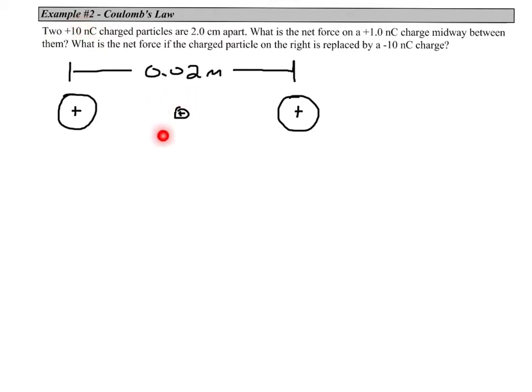And so what we're trying to figure out is what is the net force on this charge in the middle between two positive 10 nanocoulomb charges. Well, the force on this particle due to the one on the left is going to be directed to the right. They're like charges, so this charge will repel this charge. Well, over here, this charge will also repel this charge, and because the two charges on the ends are of equal magnitude, then we end up with a net force of 0 newtons on that middle particle.